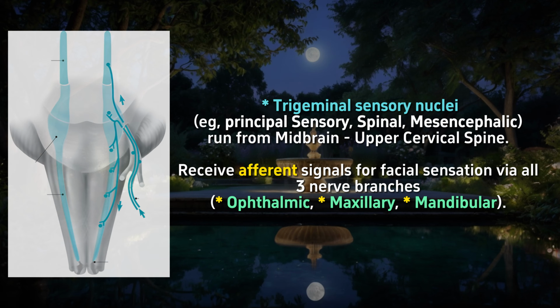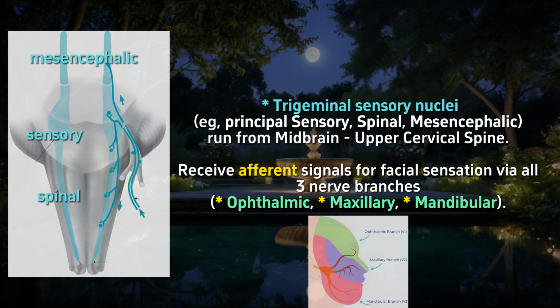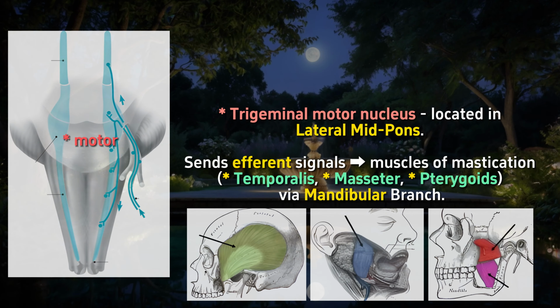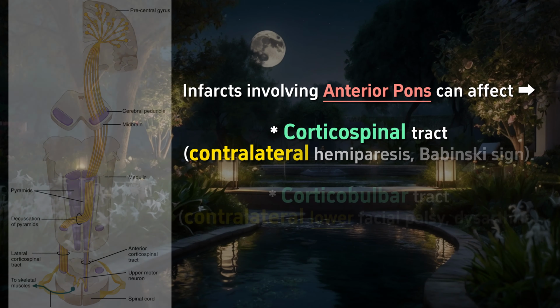The trigeminal sensory nuclei, for example, principal sensory, spinal, and mesencephalic, run from the midbrain to the upper cervical spine and receive afferent signals for facial sensation via all 3 nerve branches: ophthalmic, maxillary, and mandibular. The trigeminal motor nucleus is located in the lateral mid-pons and sends efferent signals to the muscles of mastication, for example, temporalis, masseter, and pterygoids, via the mandibular branch.